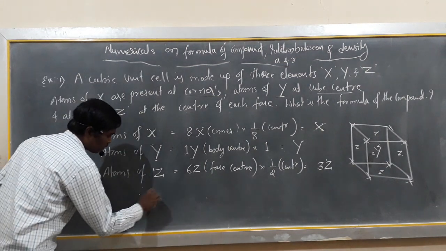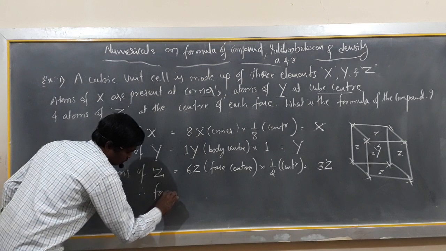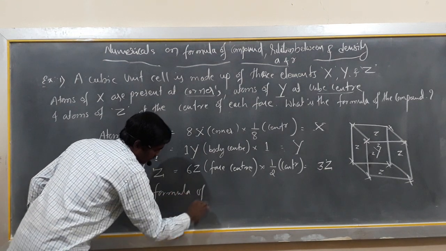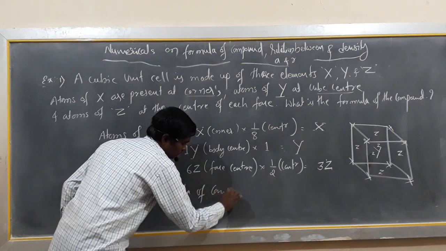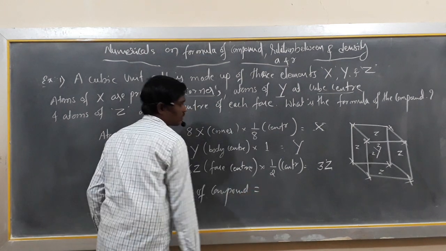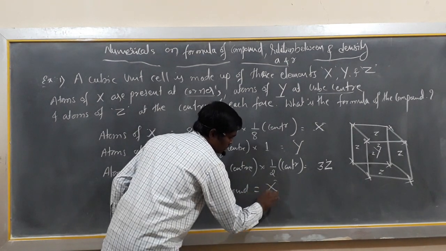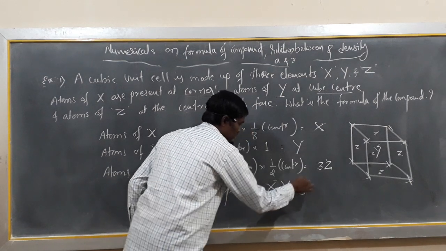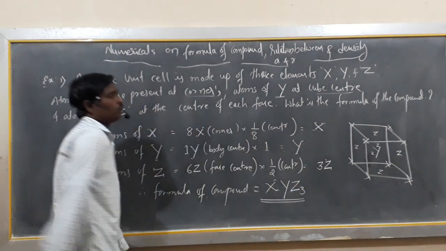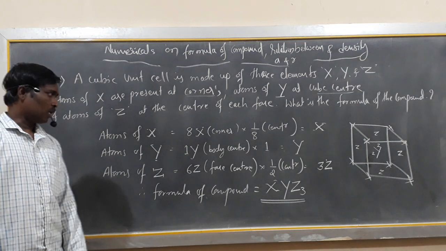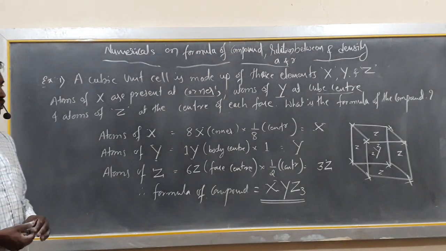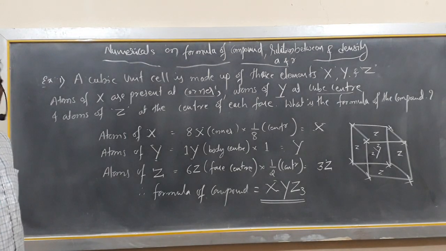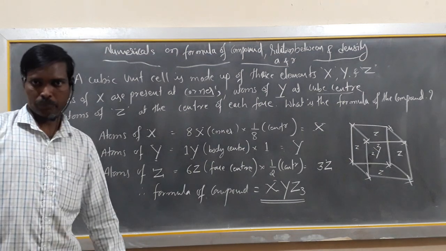Therefore, the simple formula of the compound is XYZ3. This is the simple formula of that compound. They are in the ratio of 1:1:3. So the formula is XYZ3.